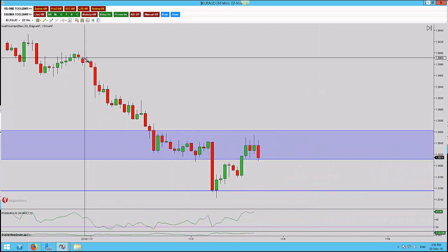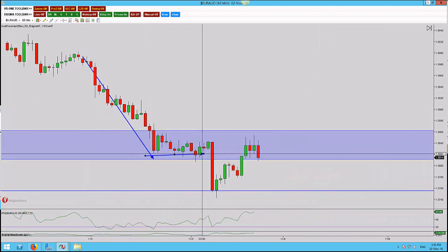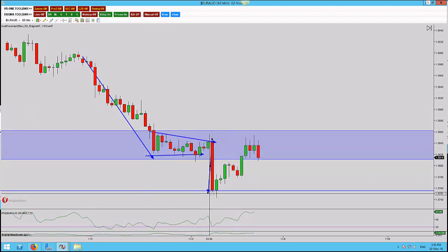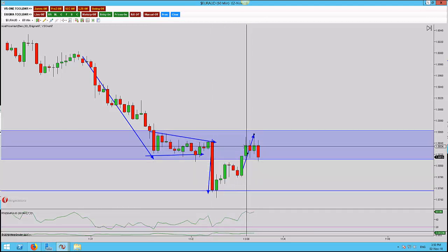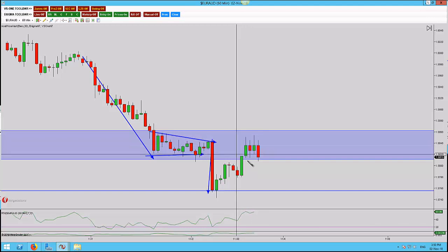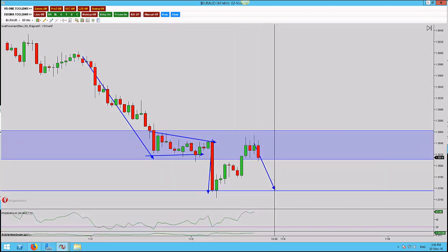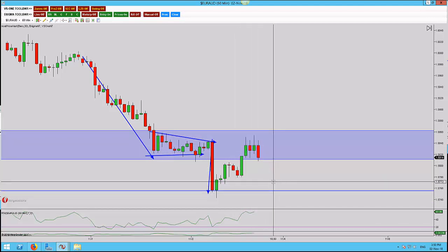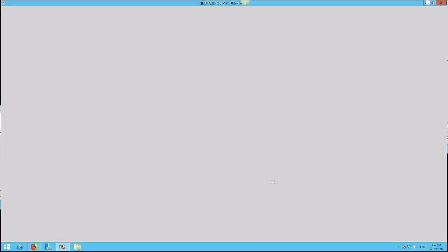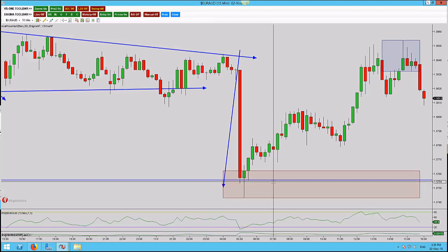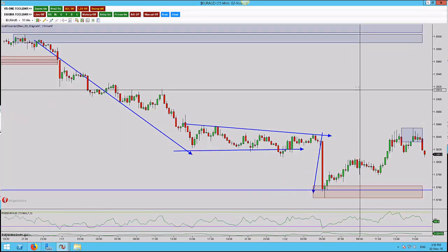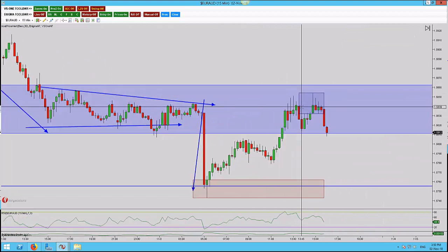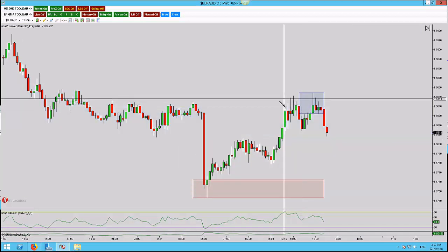Here on the 60 though, it looks quite good. You can see we've got structure here, move down, then we put in this AB equals CD pattern into here, and we found a valid shorting opportunity, a short all the way down to here. It's certainly possible, there is no doubt about that, but I'm just being a little bit more on the cautious side, particularly because it's late on a Friday and I don't particularly want to hold this trade over the weekend.